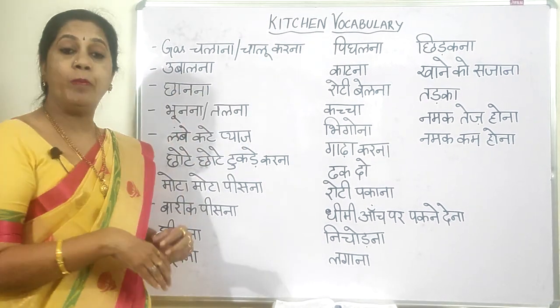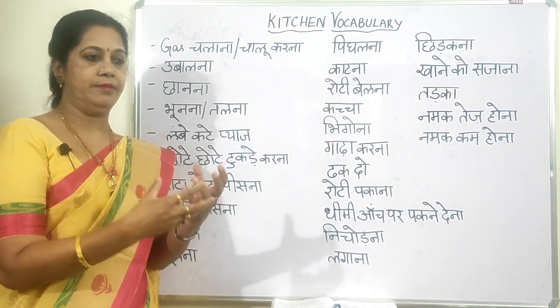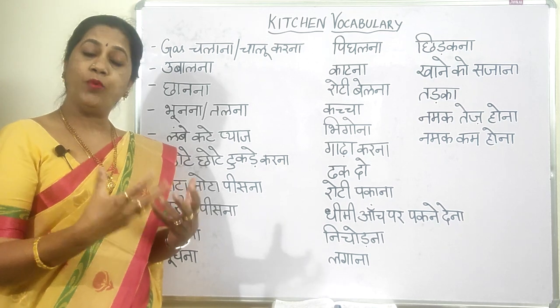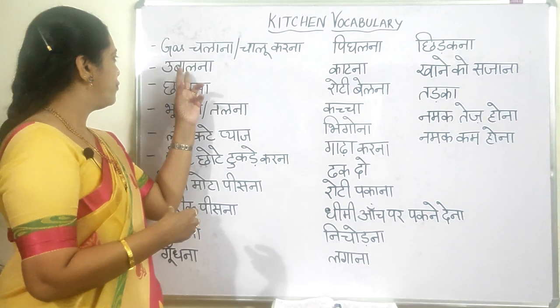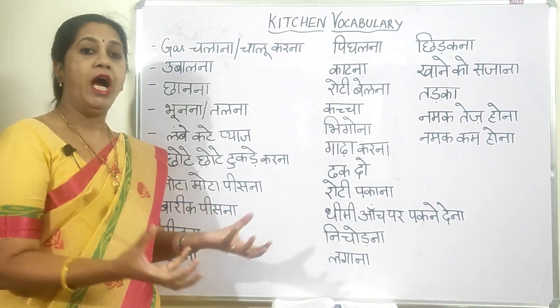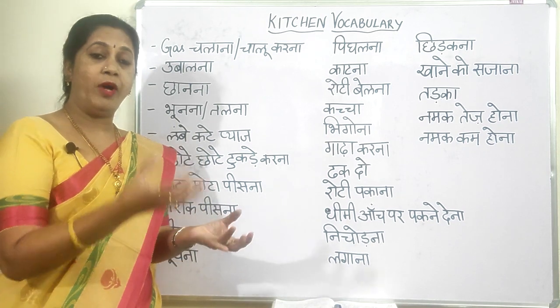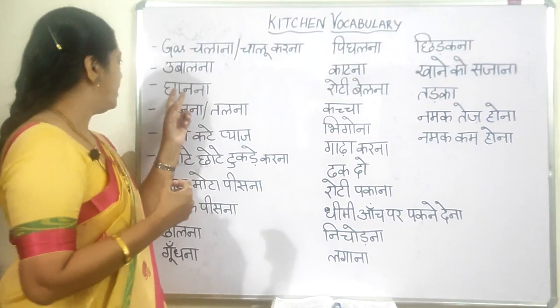The next one, ubalna. So first what we do, agar chai garam karna hai ya chai taiyar karna hai, what we do, we start first with boiling the water. So for that, ubalna means boil. Anything you would like to boil. Aloo ubalna hai. So you have to boil the potatoes. So that way, ubalna is boil.